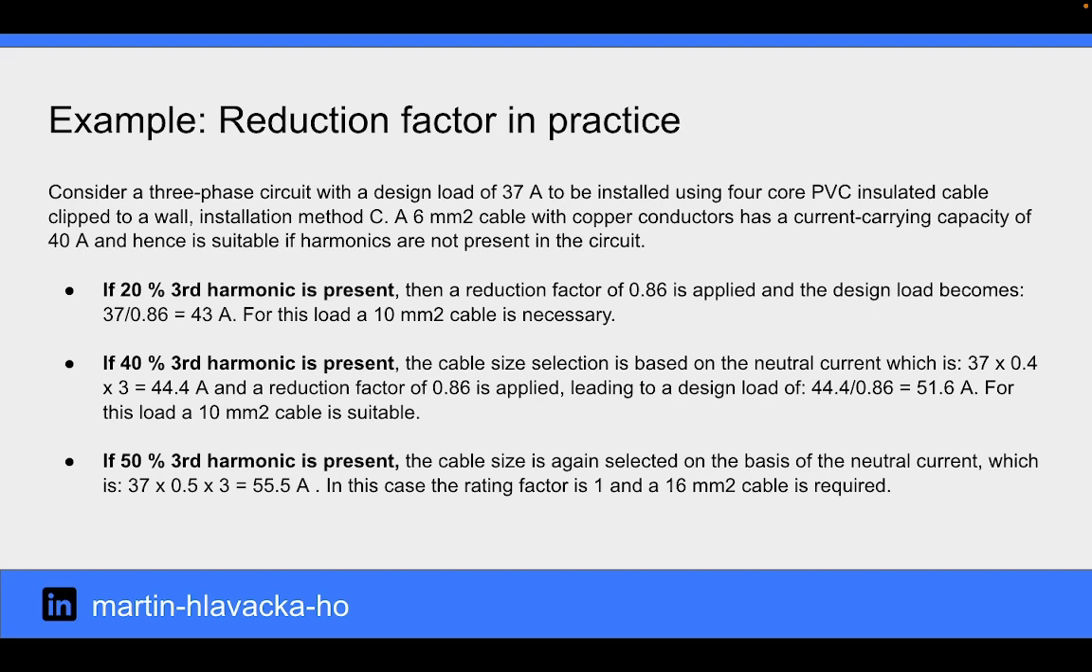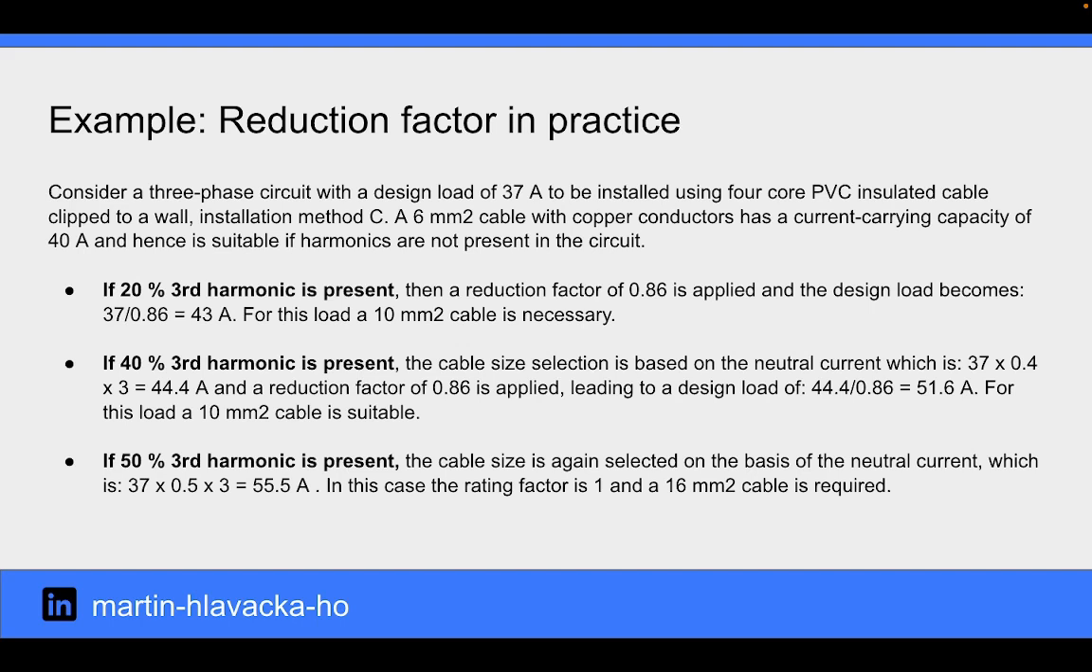If the ratio of third harmonics is 40%, then the cable size selection is based on the neutral current, which is 44.4 amps, and a reduction factor of 0.86 is applied, leading to a design load of 51.6 amps. For this load, a 10 mm cable is suitable.